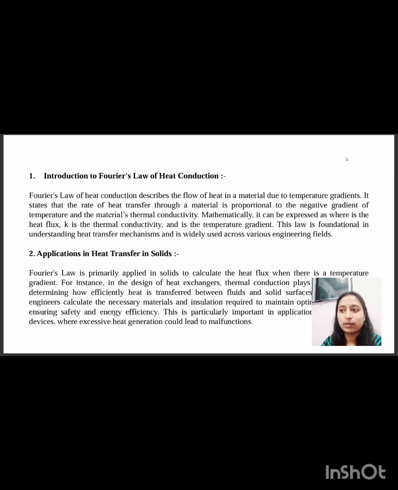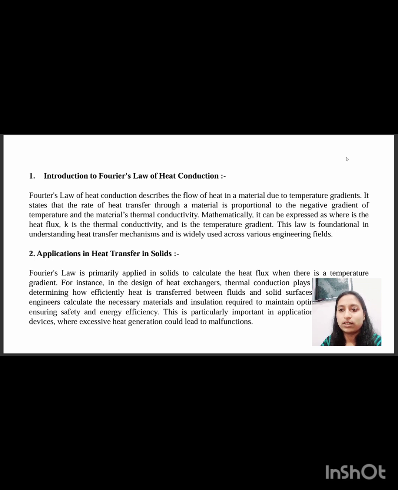This law is fundamental in understanding heat transfer mechanisms and is widely used across various engineering fields like aeronautical and every type of mechanical and chemical branches. So the second one is applications in heat transfer in solids. Fourier's law is primarily applied in solids to calculate the heat flux where there is a temperature gradient.